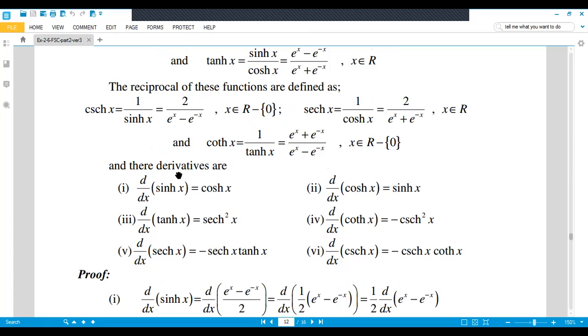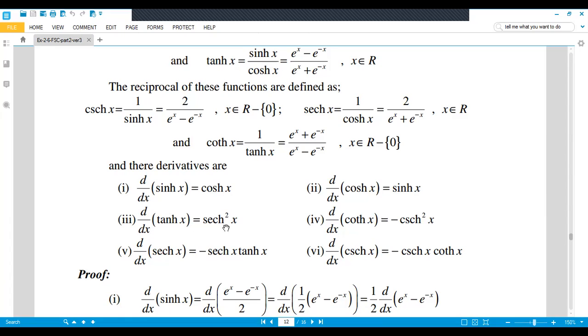So the derivative of the hyperbolic function sine hyperbolic x is cos hyperbolic x. The derivative of cos hyperbolic x is sine hyperbolic x. Look, it's different from the simple derivative of cos. The simple derivative of cos is minus sine x, but here the derivative of cos hyperbolic x is sine hyperbolic. You memorize it just like a formula, the way you memorized the derivative values for the previous ones.